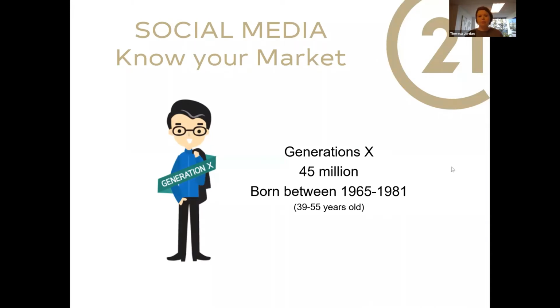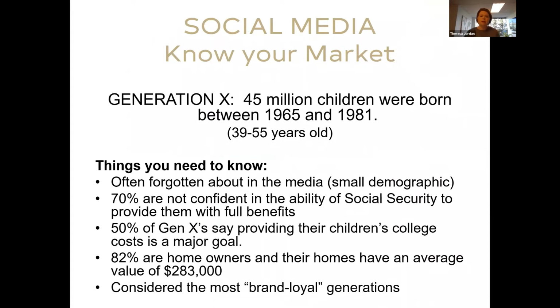Gen X, 45 million people between the ages of 39 and 55 years old. What's interesting about the Gen X population is that they are the smallest demographic in the generations. So they're often forgot about in the media, but they have a huge buying power. These people have not had a lot of confidence in Social Security taking care of them when they're at the end of their work time. So they tend to be a little bit more conscious in saving.